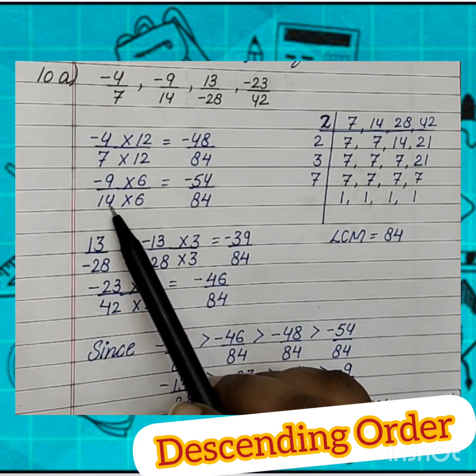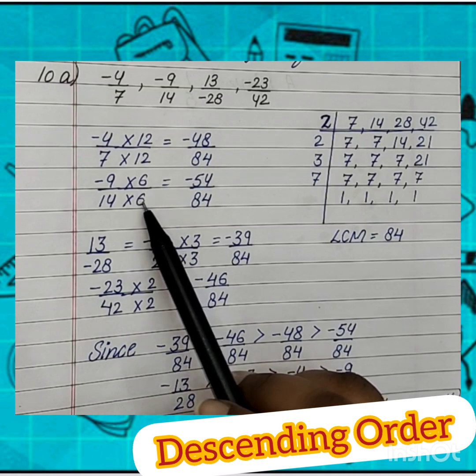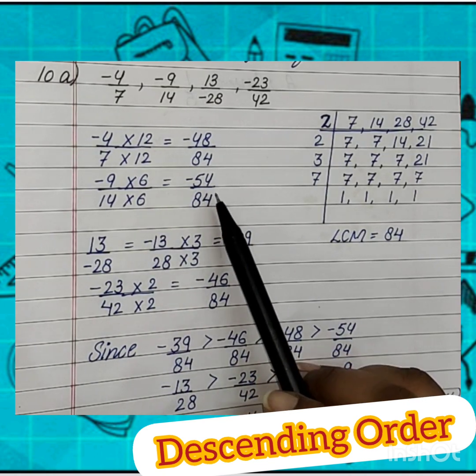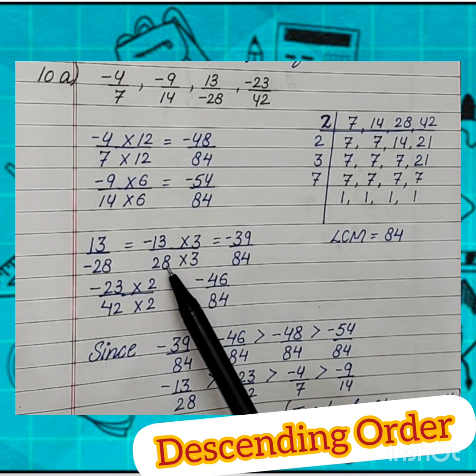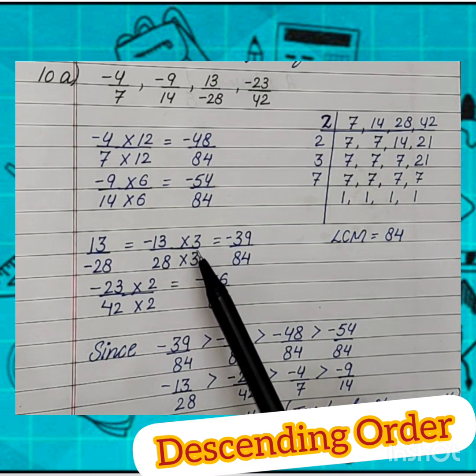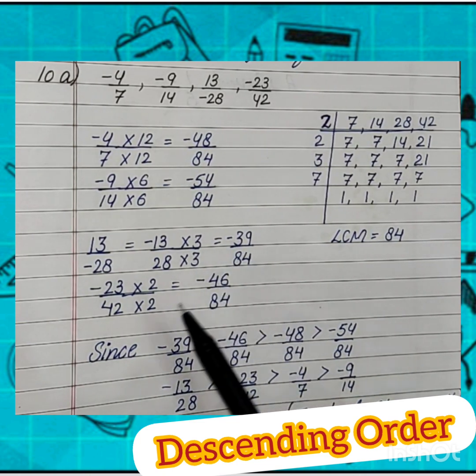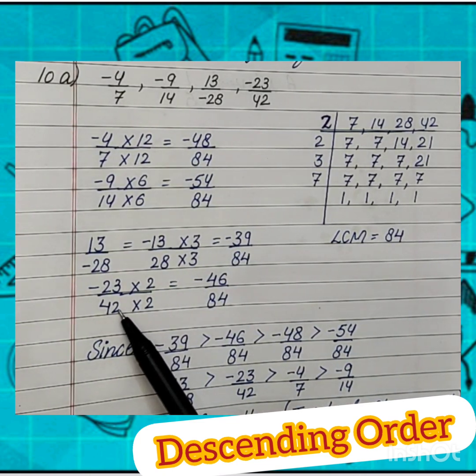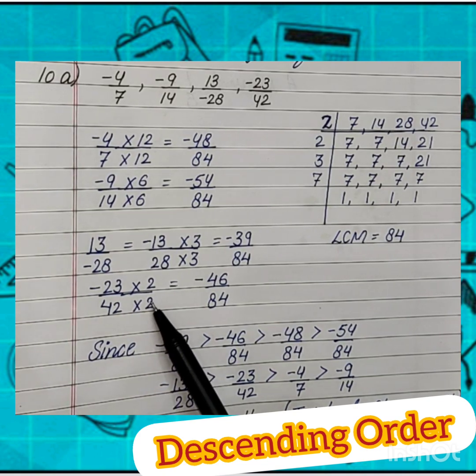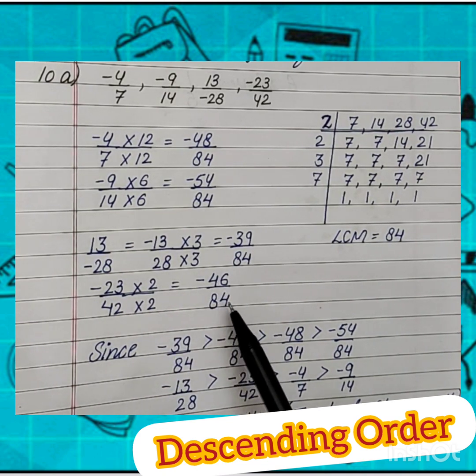Now the denominator is 14. So do the multiplication of 6. This will give minus 54 upon 84. Next, the denominator is 28. So do the multiplication of 3 in both numerator and denominator. This will give minus 39 upon 84. Now the denominator is 42. So do the multiplication of 2. This will give minus 46 upon 84.